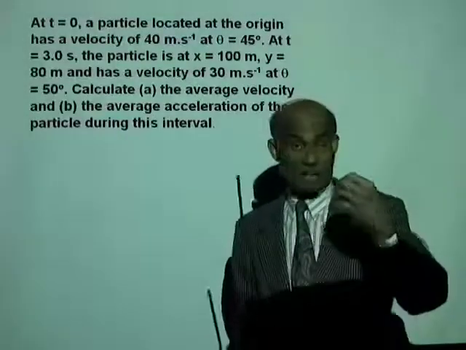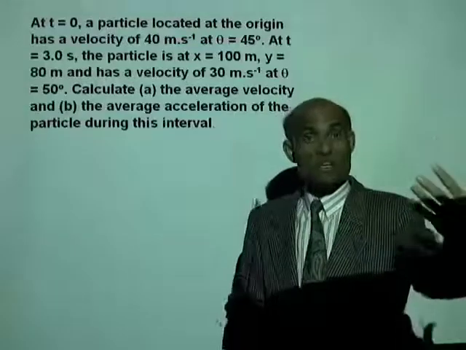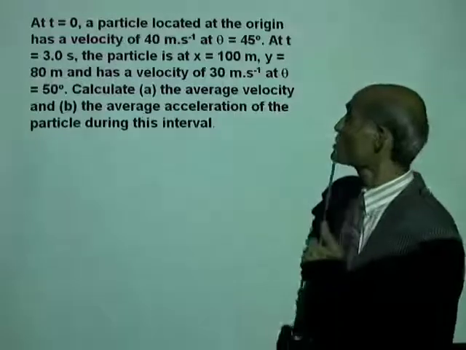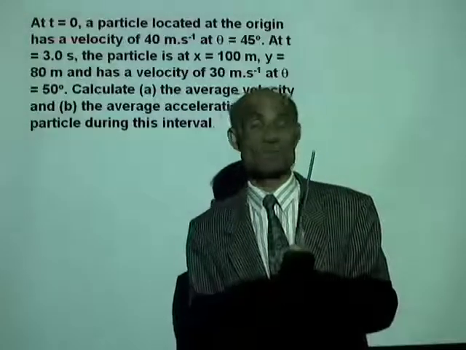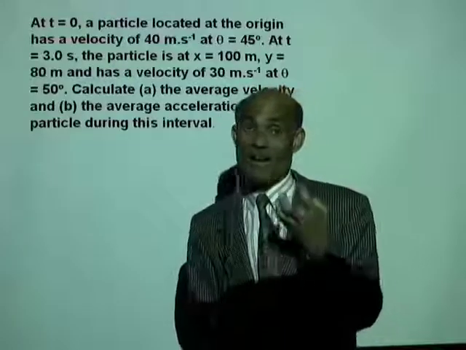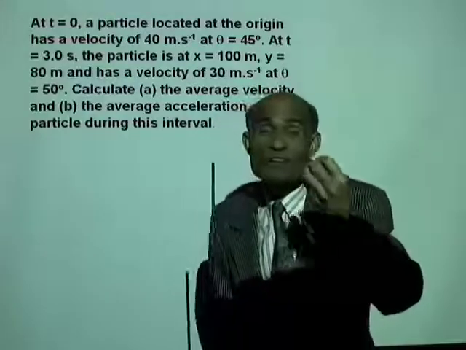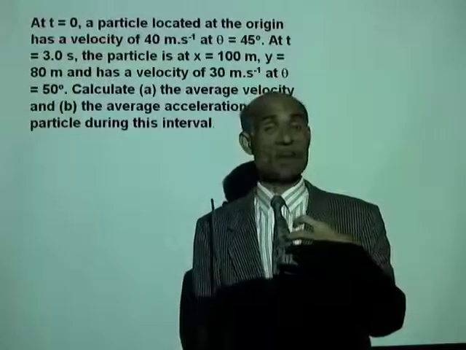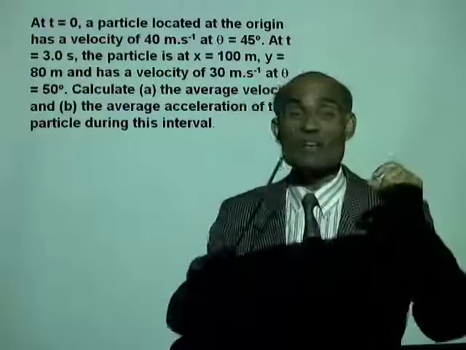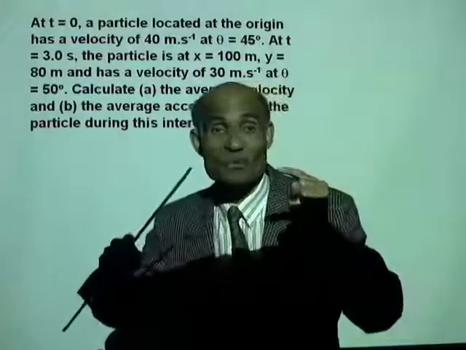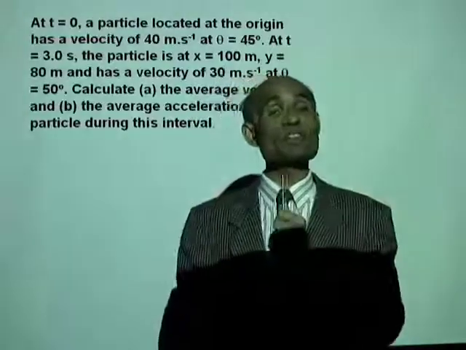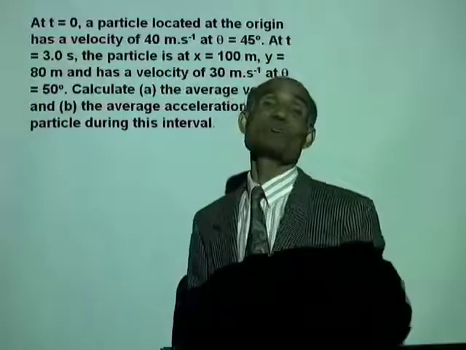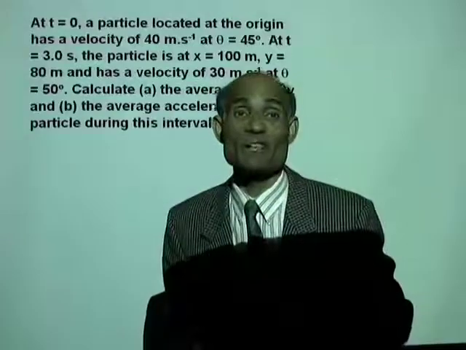Well, that is not different from what we did. It is the same thing as we did last time. And calculate the average acceleration of the particle during this interval. Well, average acceleration is delta v divided by delta t, the change in velocity divided by the change in time. The difference here is that there is a change in velocity in the x direction and a change in velocity in the y direction. Therefore, you've got to obtain each of those components of the acceleration.